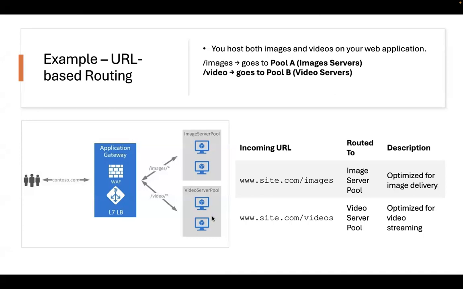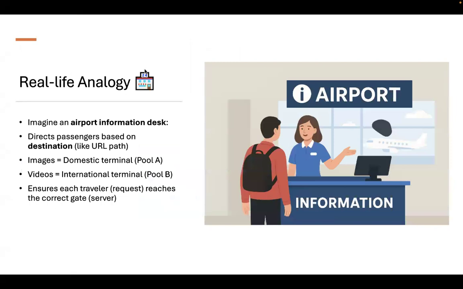As this is working at layer 7, the application layer, the URL-based routing is shown here with an example. You host both images and videos on your web application. /images goes to pool A, /videos goes to pool B. So this is URL-based routing. Here is one example of how it works.